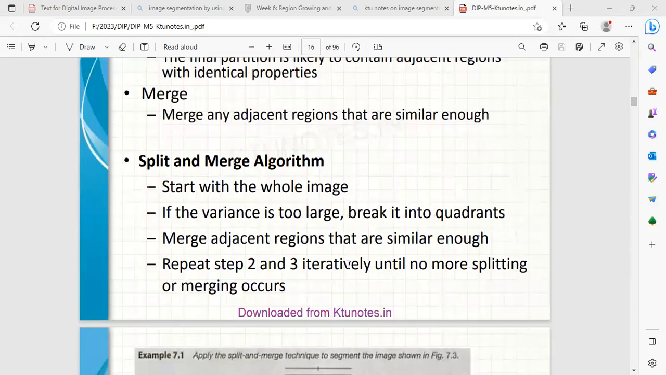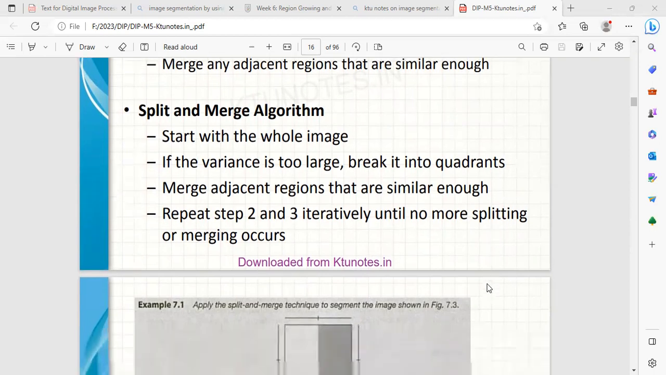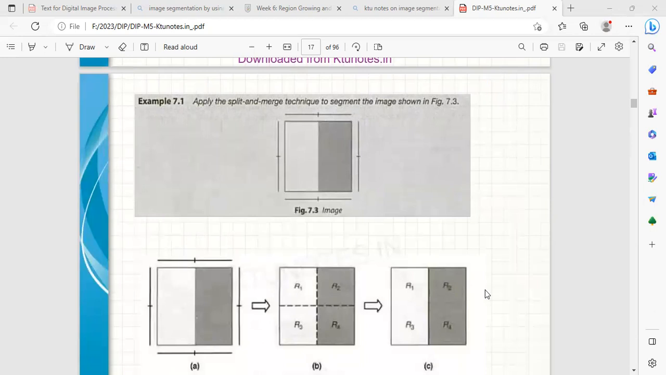Okay. Then you have the split and merge algorithm. Start with the whole image. If the variance is too large, split it into quadrants. Merge adjacent regions that are similar enough. Repeat steps 2 and 3 iteratively until no more splitting or merging occurs. And an example is shown here.